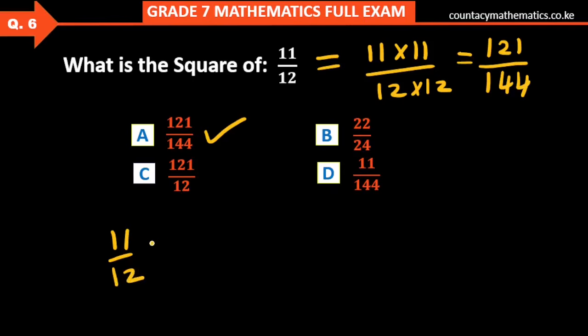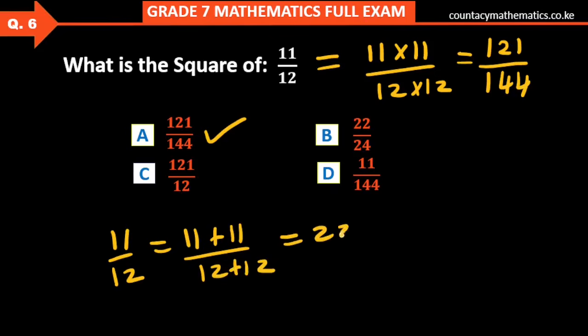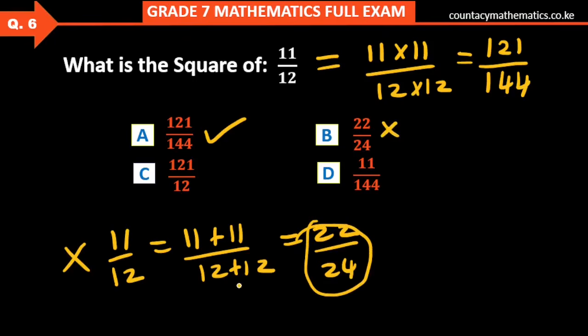So you'll find there's someone who will pick 11 plus 11, and then they pick 12 plus 12, and then they say this is 11 plus 11, 22. This is 12 plus 12, that's 24. And you'll get an answer for that right here. But this is very, very wrong. That shouldn't be the case.